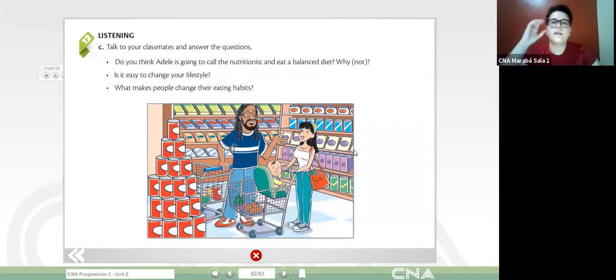C. Talk to your classmates and answer the questions. Do you think Adele is going to call the nutritionist and eat a balanced diet? So from the conversation, do you think that she will have the initiative of doing that? Is it easy to change your lifestyle? When we're talking about eating habits, is it easy to change your lifestyle? And what makes people change their eating habits? What are some things that motivate people to change their eating habits? I'll separate you in pairs and you talk about these questions. Go ahead, please.